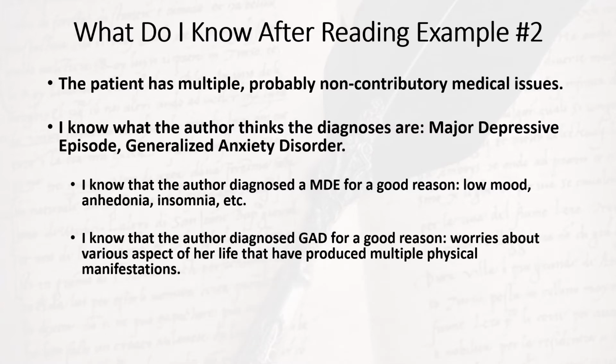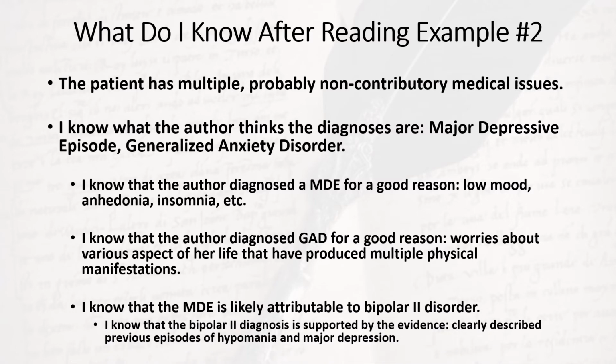I also know that the author diagnosed generalized anxiety disorder for a good reason because they're noting worries about various aspects of the patient's life that have produced multiple physical manifestations, and those are at least some of the criteria for a generalized anxiety disorder in the DSM. I know that the major depressive episode is likely attributable to bipolar II disorder because the author cites evidence that supports a diagnosis of bipolar II disorder, clearly described previous episodes of hypomania and major depression.